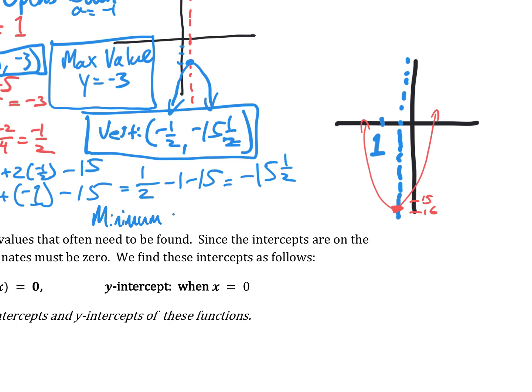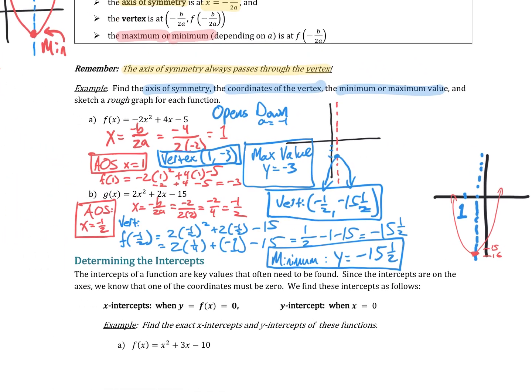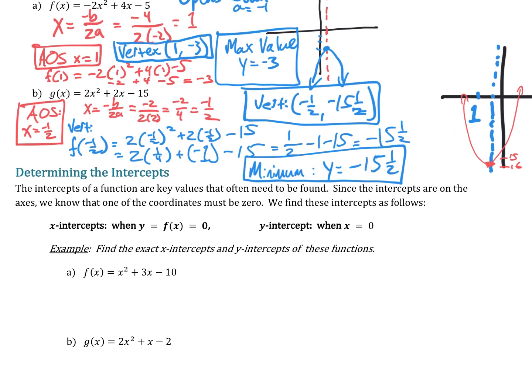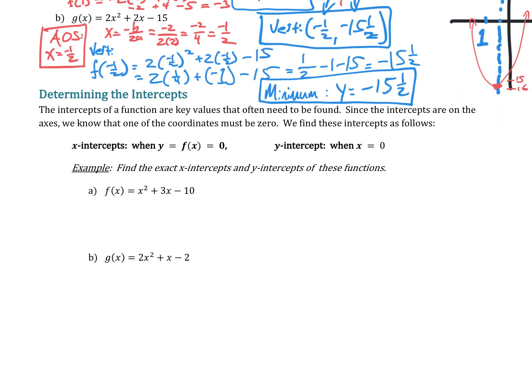The lowest Y value is at negative 15.5. That's the lowest the Y will ever get. The vertex always gives us the minimum or the maximum. All right. So there we have it. That's using the vertex and the axis of symmetry.